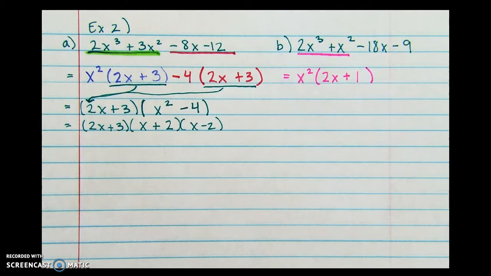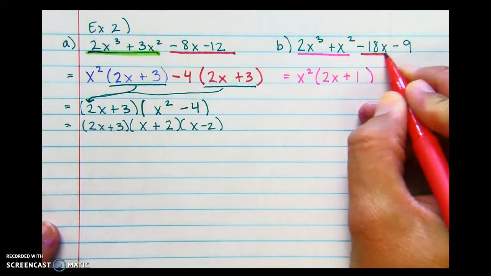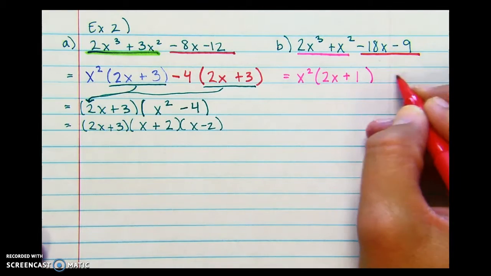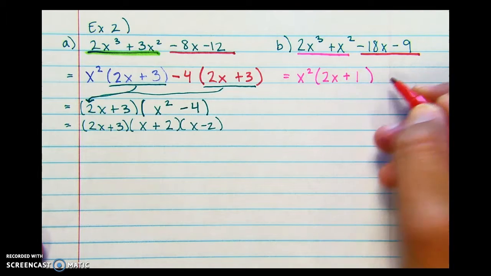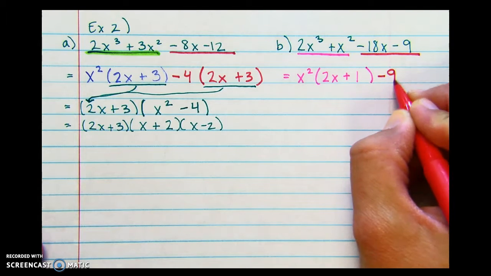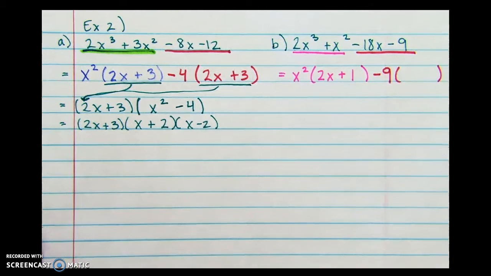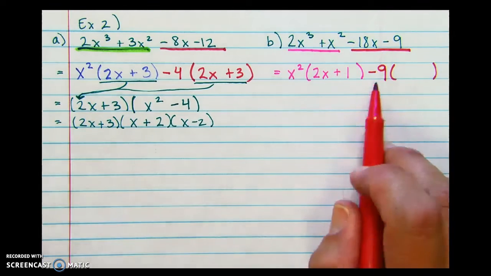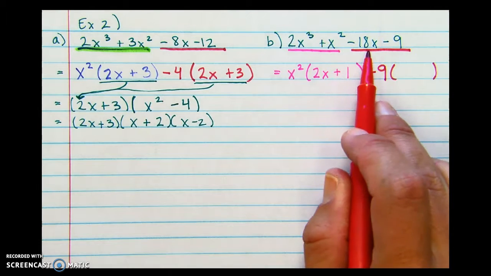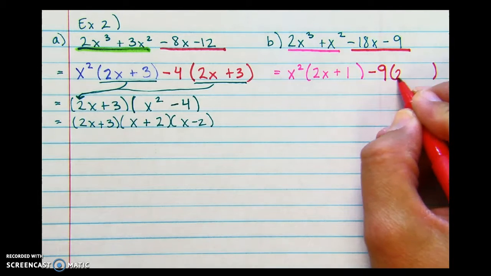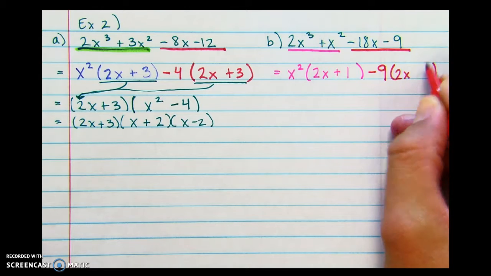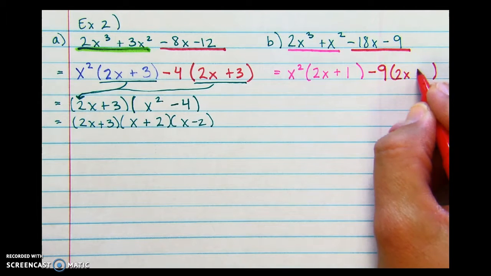Now what do you do? Look at your notes. Factor the greatest common factor out of the back 2. But if there's a leading negative, you factor that out also. So it'd be minus 9. Negative 9 times what is negative 18x? 2x, and negative 9 times what is negative 9? Plus 1.